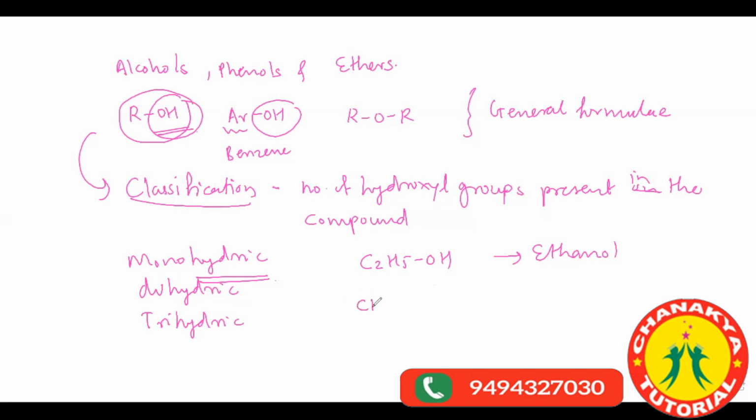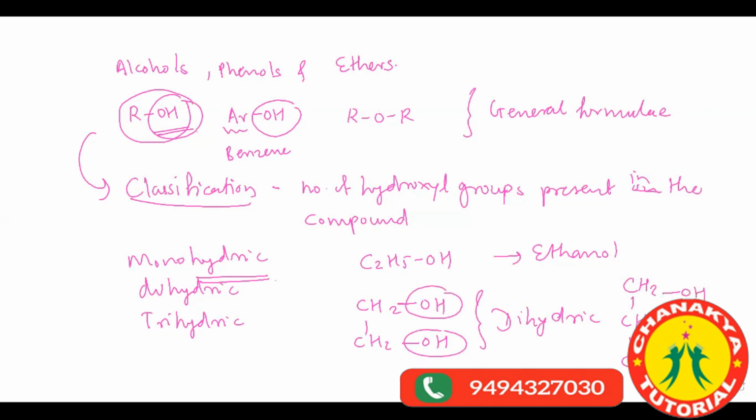Okay. Then the next, dihydric. Here it will be CH2OH, CH2OH. This is also a derivative of ethane only, but one hydrogen has been replaced with OH, and another hydrogen here is also replaced with OH. So here how many OH groups? 1 and 2. So this is called dihydric alcohol. And if there is a propane derivative, in which on each CH3 group, one of the hydrogens is replaced with OH.